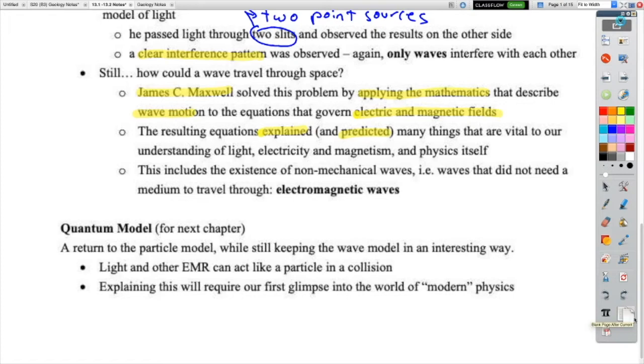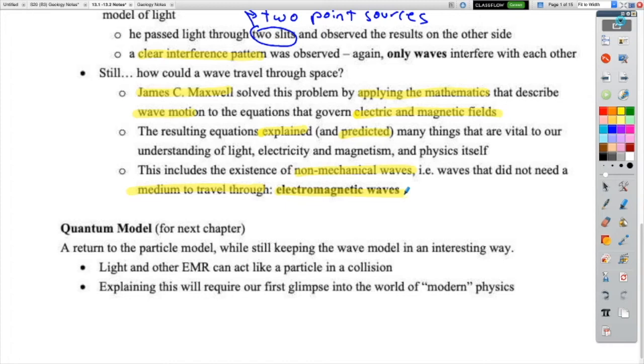It included the existence of waves that were non-mechanical. So Maxwell's equations predicted waves that were non-mechanical. What does that mean? They don't need a medium to travel through. These were electromagnetic waves. We're going to dive into that now. We're just going through a quick history, right? And then things changed again. Not that these guys were wrong, because they weren't. Okay, things are going to get a little bit weird next chapter.